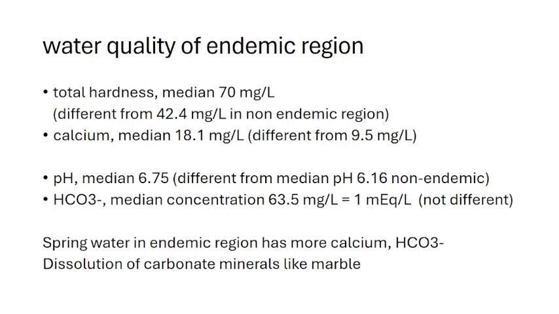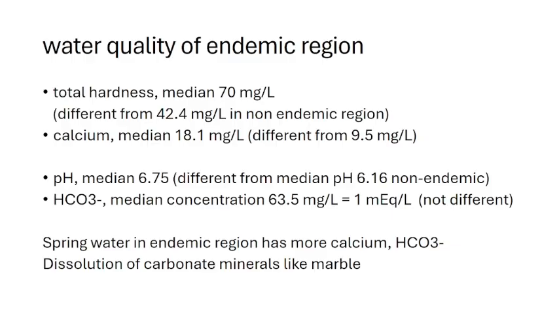Then they looked at the water quality of the patients who had kidney stones versus those who did not. In terms of what's relevant to stone disease, there's a parameter called total hardness, which is the amount of calcium and magnesium in the water. In the people who had kidney stone disease, their water was 70 milligrams per liter, compared with 42 for those who did not. The calcium concentration was 18.1 in the water of patients with stones versus 9.5. The pH was also higher in the water of patients who had stone disease.